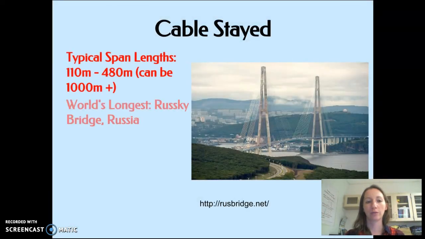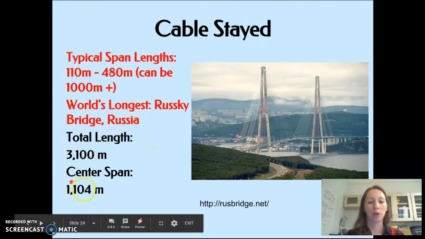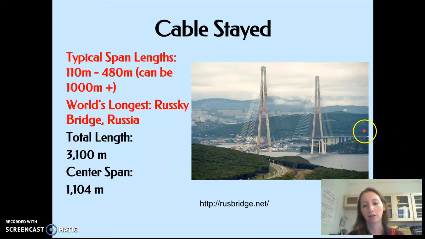Alright, a couple of examples and the typical span here. They don't get quite as long as other suspension bridges, but they can be quite long. So 1,000 meters or more. You see the total length here is 3,000. The center span is about 1,100 meters. So they get long, just they're not the longest, not like suspension bridges.